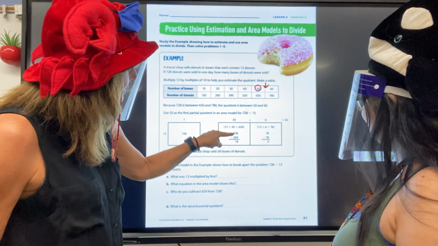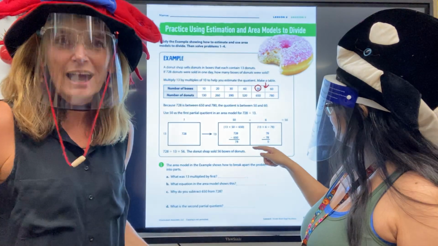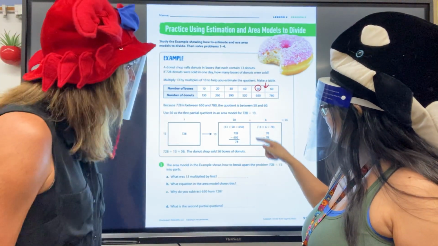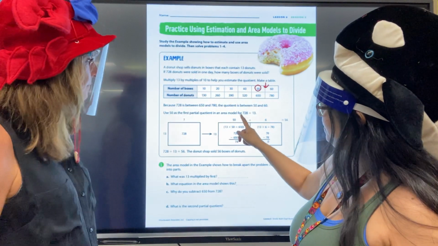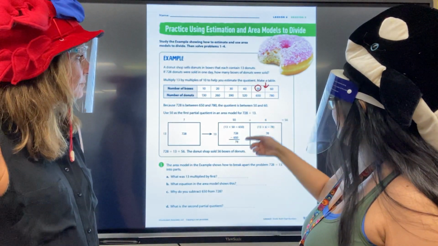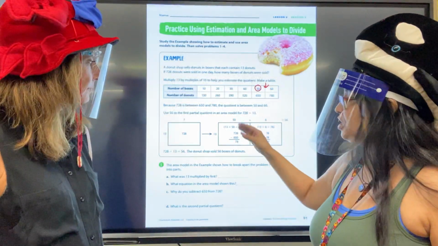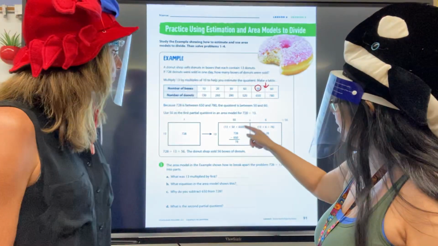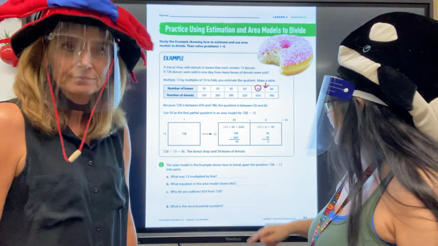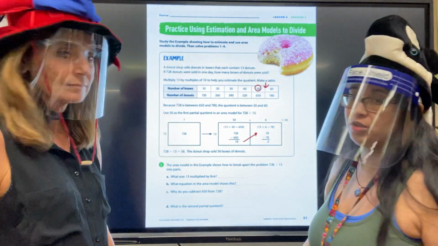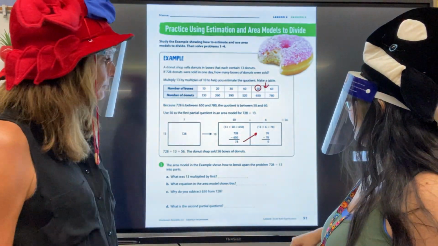So we started here with our 728, and we decided we wanted to take 50 sets of those out. So we put our 50 up here as our partial quotient. We multiply 50 and 13, which is 650, and then we subtract that so that we know what we have left over because we've already used 50 sets. When I subtract, I get 78. I bring that 78 over to our next box. We still have to break it down.